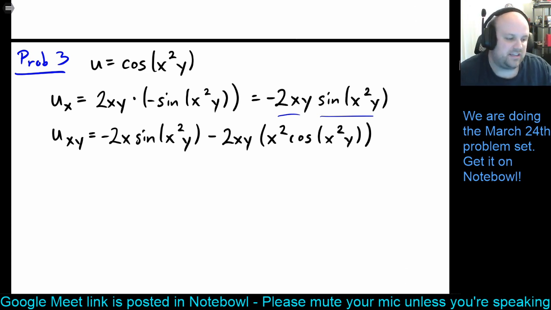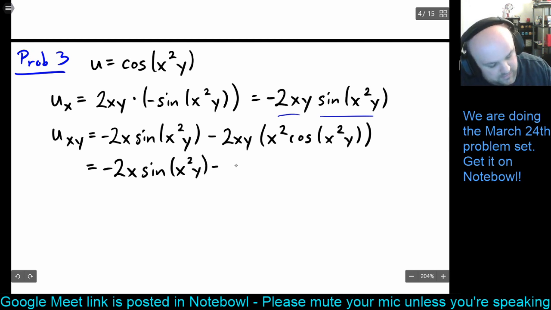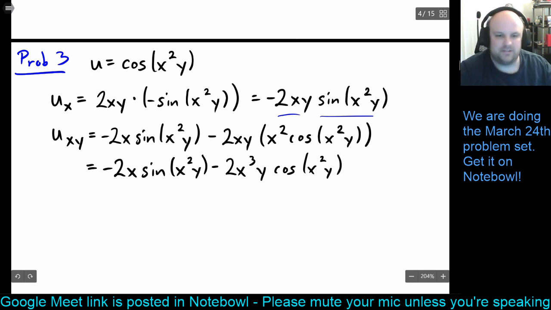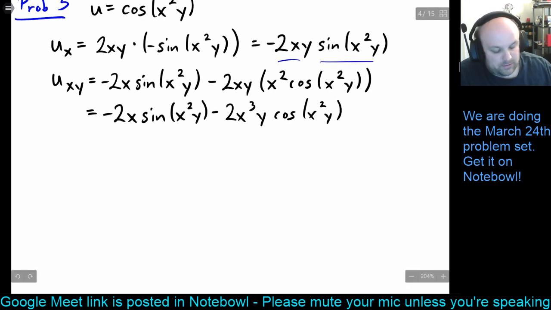And just for sake of this problem, since we're trying to verify that two things match up here, let's go ahead and at least multiply this out so it looks a bit nice. So we have minus 2x sine x squared y minus 2x cubed y cosine of x squared y. Okay.